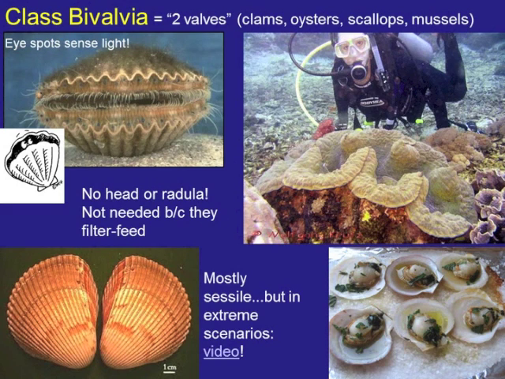So they will pump in water through one opening, the incurrent siphon, and then they have an excurrent siphon, which they pump out water once it's been filtered. In the top right picture, we can see a very large giant clam, which can reach several hundred kilos in weight, including their shell weight. In the bottom left, we can see the top and bottom shell halves, commonly collected on beaches, and they're mostly sessile, but in extreme scenarios, like scallops, can swim very fast. And of course, in the bottom right picture, that is showing that many people enjoy clams and scallops as a delicacy.